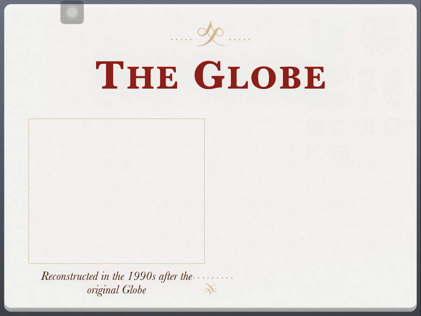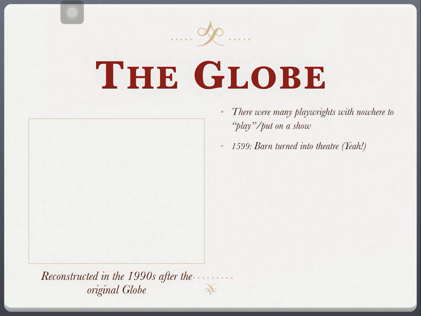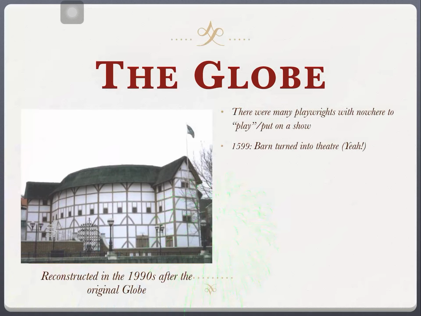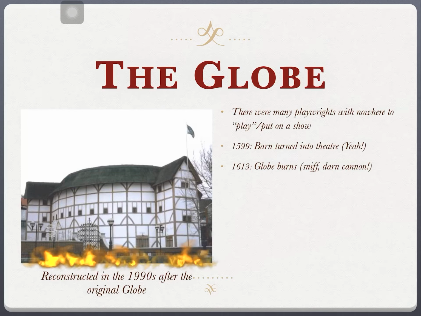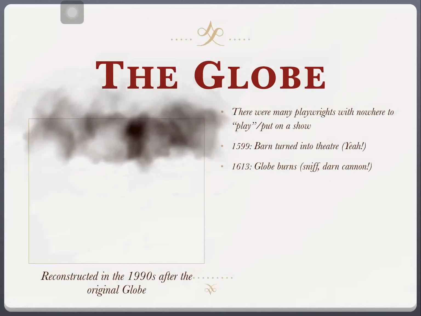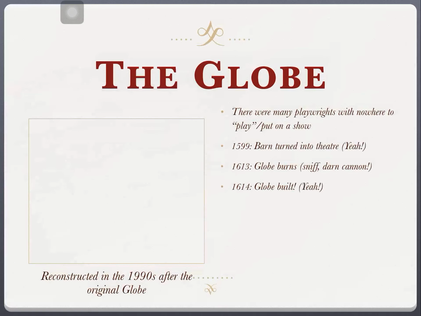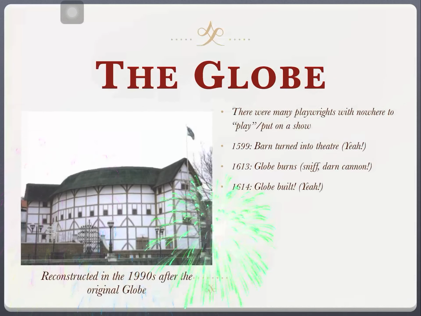Okay, today we're going to talk about the Globe Theater. Shakespeare essentially needed a place to have his plays performed, and so what he did is he took an old barn and he turned it into a theater, which was very exciting, in 1599. Unfortunately, the Globe burned down in 1613. But they rebuilt it in 1614.